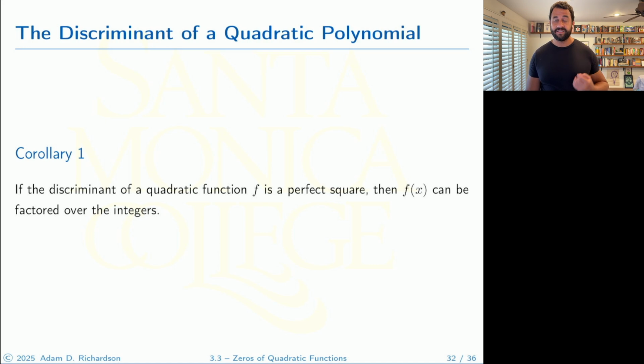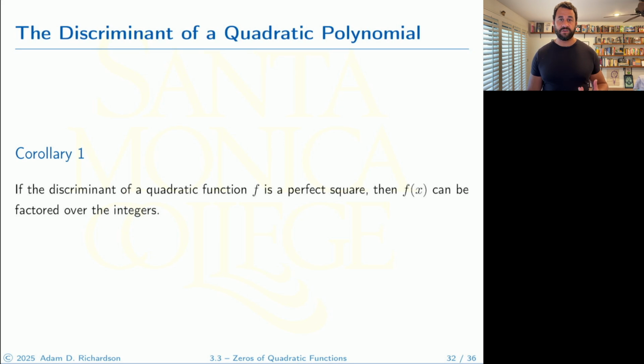This is what's really nice, or something else that's really nice. If the discriminant of a quadratic function is a perfect square, then that means that the formula, the function itself, can be factored over the integers. So the discriminant is helpful to check.